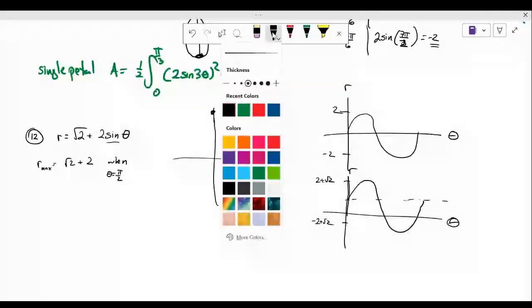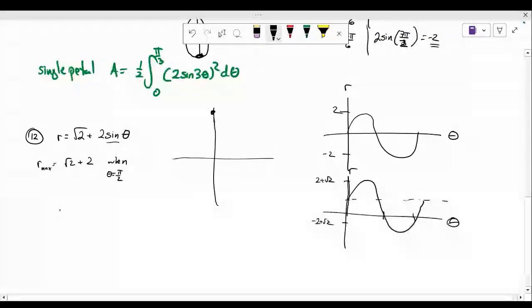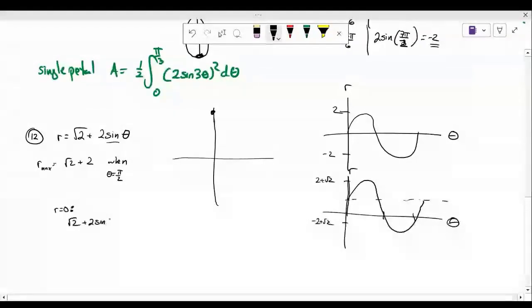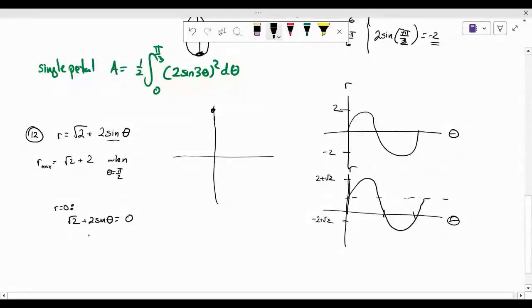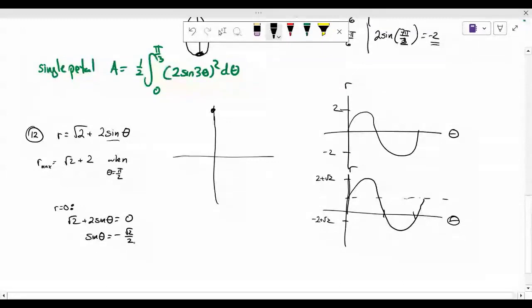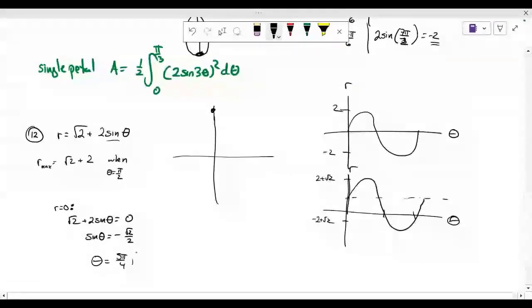And when does that happen? Well, you'd want to find where r is 0, right? So set r equal to 0 and solve for theta. And that looks like sine is equal to negative square root of 2 over 2. We know that happens when theta is 5 pi over 4 and then 7 pi over 4.